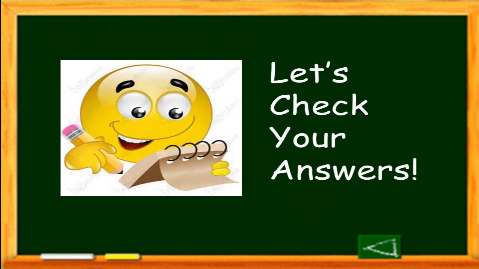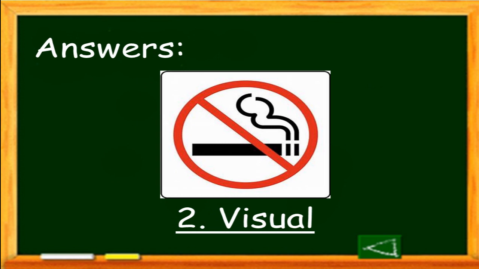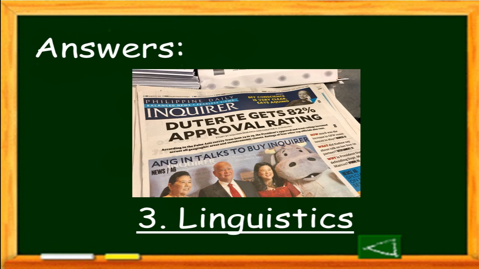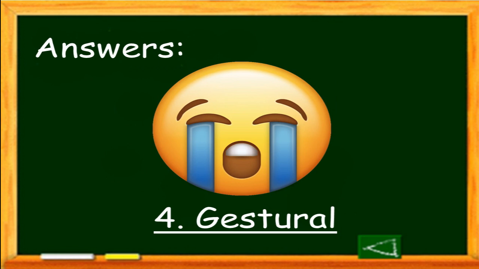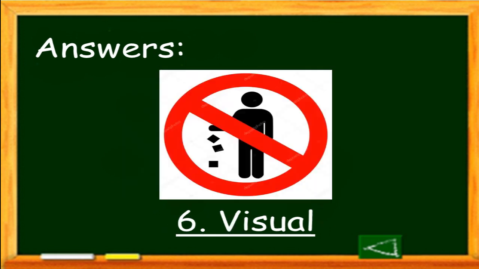And now, let's try to check your answers. For number 1, the answer is spatial. Number 2, it is visual. Number 3 answer, linguistics. Number 4, it is gestural. Number 5, it is spatial. Number 6, it is visual.